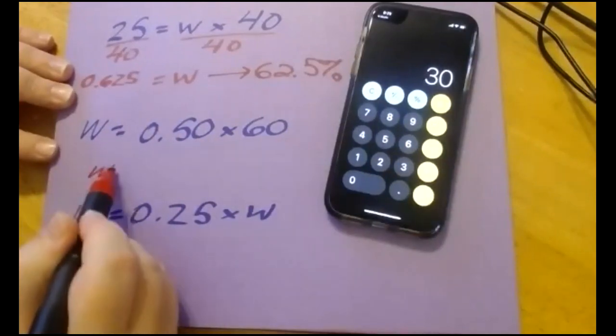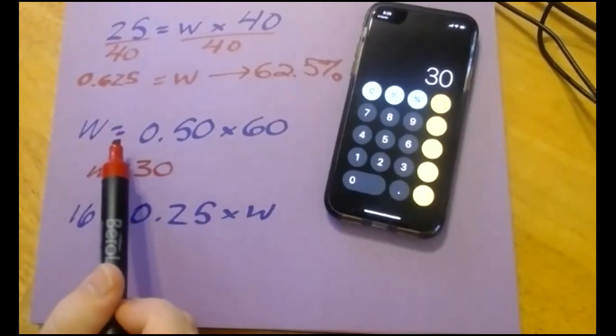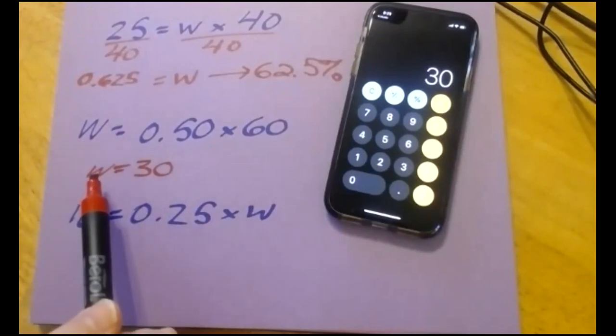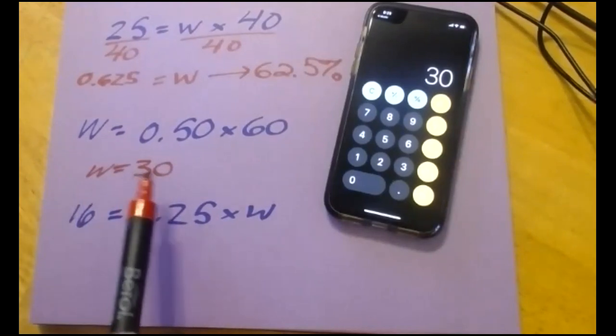So now I have W equals 30. That was pretty quick and easy. Notice that this question read, what number is? So the W is a number, not a percent. So we're going to leave the answer just the way we see it and not convert it into a percent.